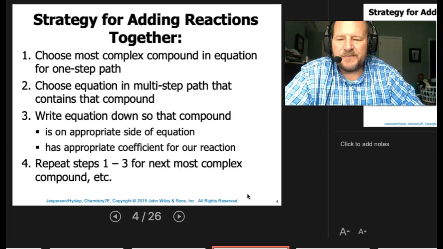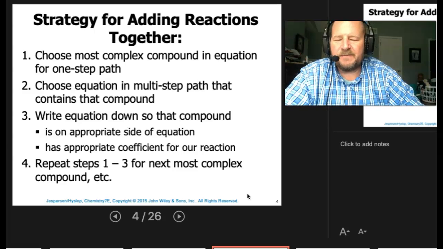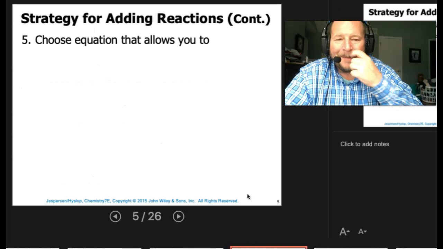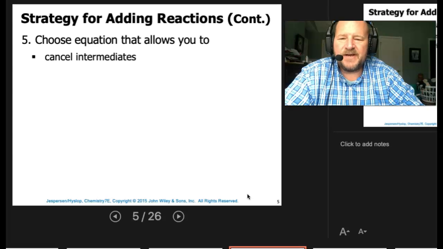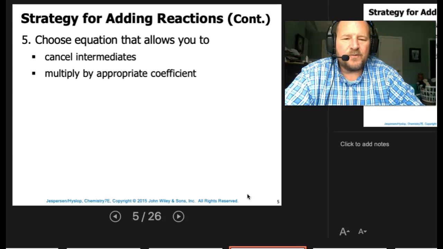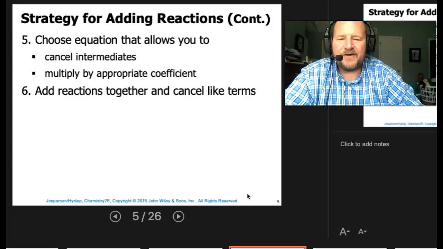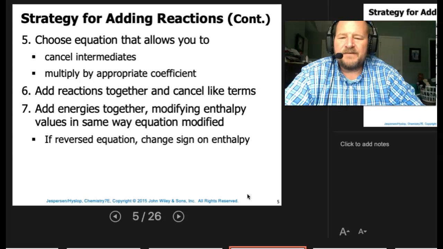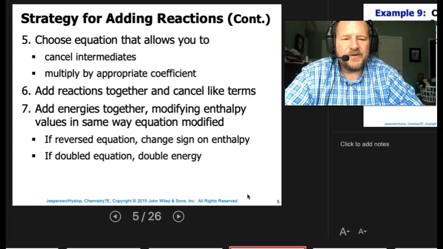Then what you'll do is simply repeat steps 1 through 3 for the next most complex compound, etc. Choose an equation that's going to allow you to cancel intermediates. Multiply by the appropriate coefficient, then you simply add the reactions together and cancel the like terms. Add the energies together, modifying your enthalpy in the same way that you modified the equation. If you reverse the equation, then make sure you change the sign. If you double the equation, then double the energy.